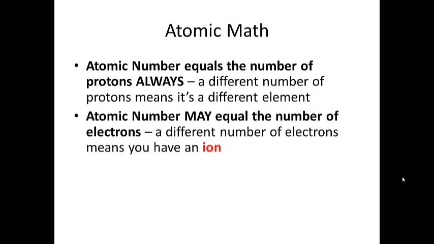The atomic number may equal the number of electrons. If the atom is balanced and it has an equal number of positive and negative charges, then your number of protons and electrons will be the same.